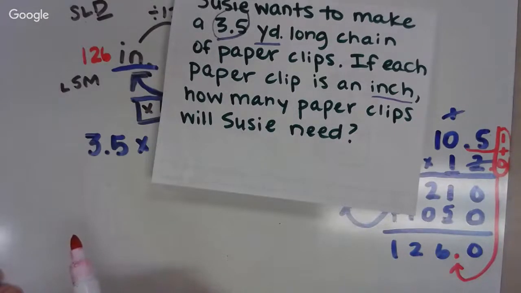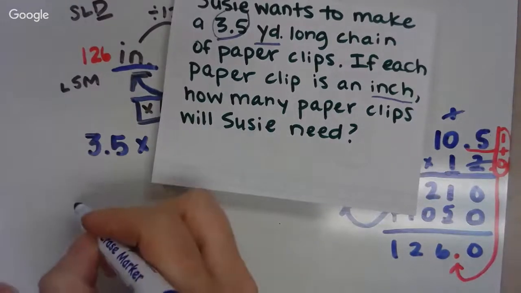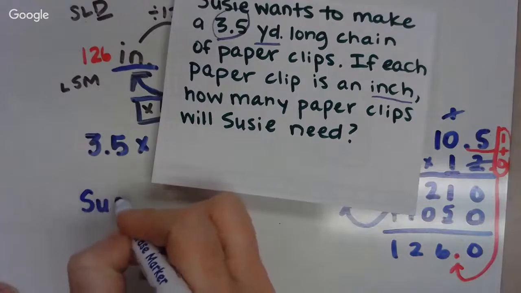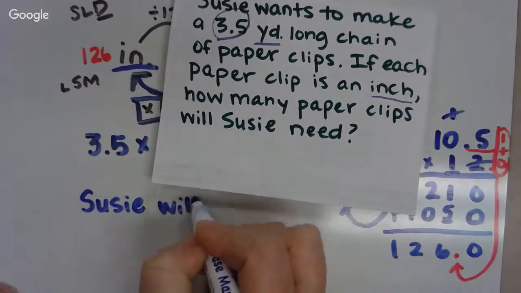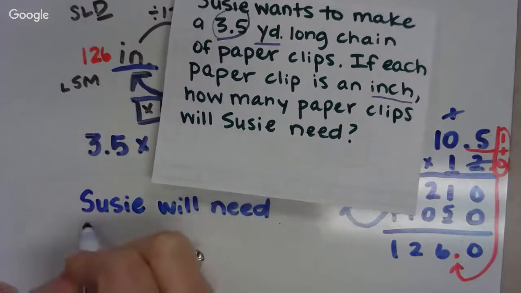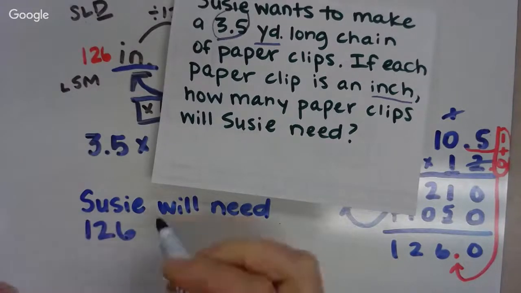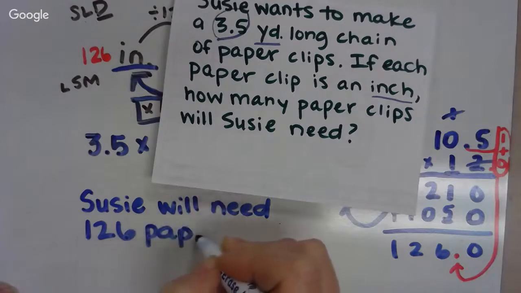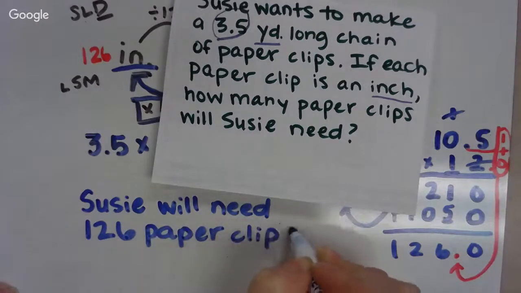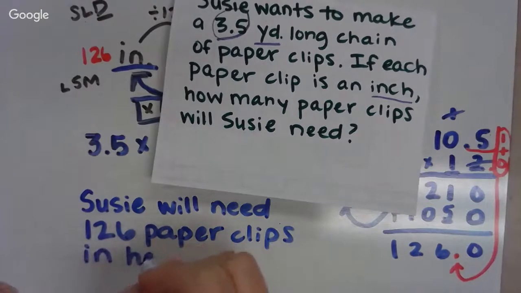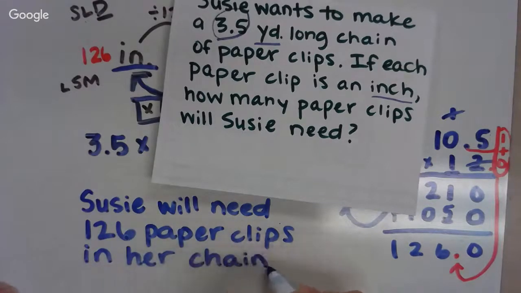Since my question has words, my answer must have words as well. We will do an RA sentence. We will restate and give our answer. And in doing that, we can use words from the prompt in our restate. Susie will need 126. That's my actual answer. Paper clips in her chain. I've restated. I've used words from the prompt. Susie will need. I've related it back to the paper clips in the chain. And I've also given my answer of 126.